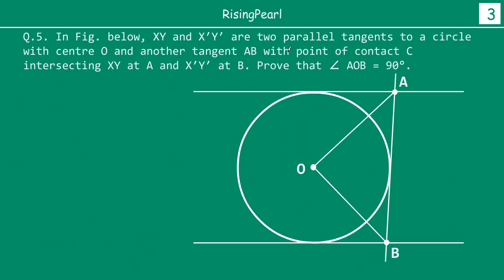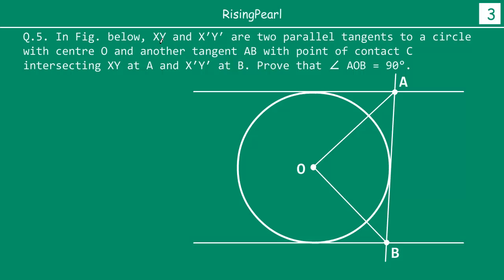So here what we have is, in the figure below, X'X Y and X'Y' are two parallel tangents to a circle with center O, and another tangent AB with point C of contact intersecting XY at A and X'Y' at B. Prove that angle AOB is 90 degrees. So a lot of things are going on. So let's break it down.